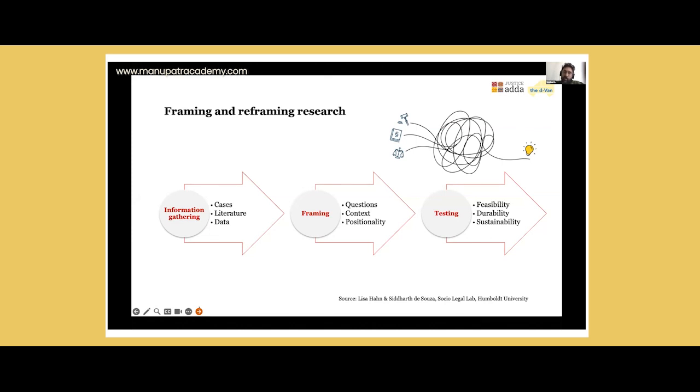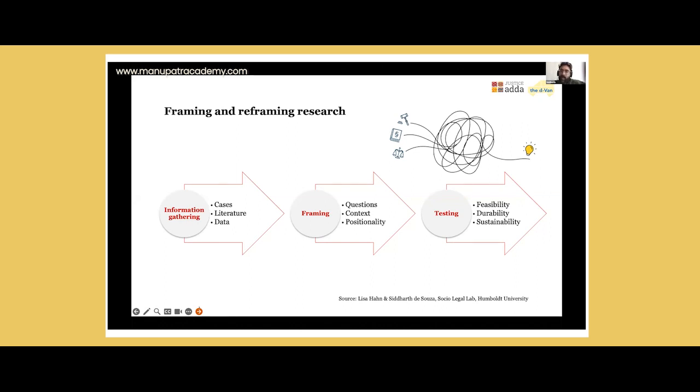Secondly, it becomes important to frame a particular question. What are the contexts within which you are doing this work? What is your role as a researcher? What is your role as a designer? What is your role as a lawyer? What are the kinds of privileges and powers that you bring to a particular role? And how does that influence where you go further? And the third step is testing, where we are interested in thinking about the feasibility, durability, and sustainability of doing a particular project, and whether you can think about this in very clear operational terms.